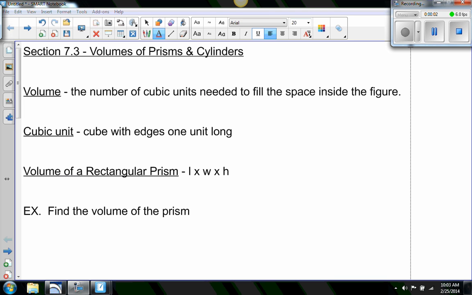Hello 7th graders. Your new video is covering section 3.3, which is on the volumes of prisms and cylinders. Everything we've done this chapter so far has been on area and surface area.